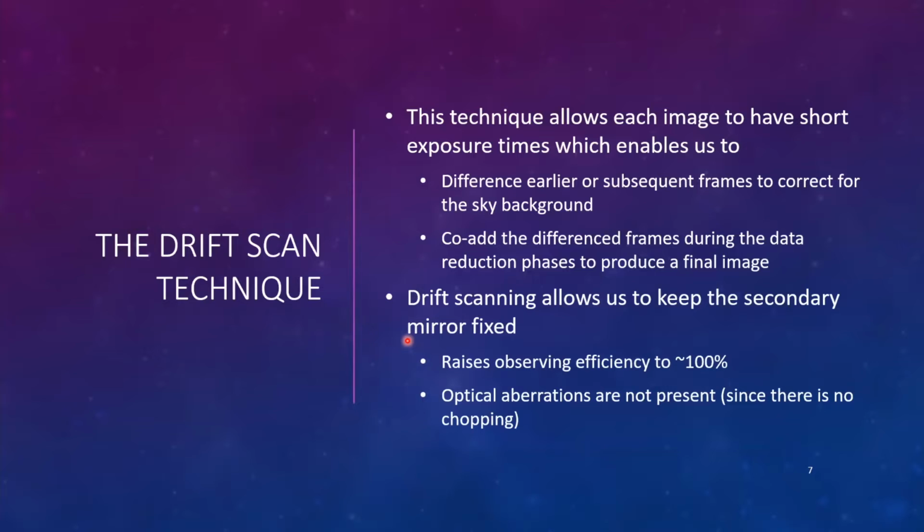As mentioned, the technique allows us to have short exposure times that enable us to subtract later frames from earlier frames to remove the sky background. And you can co-add those different frames during the data reduction phase to produce a final image. Drift scanning allows us to keep the secondary mirror fixed, which raises the observing efficiency to approximately 100%. And optical aberrations are not present since you're not doing any chopping.